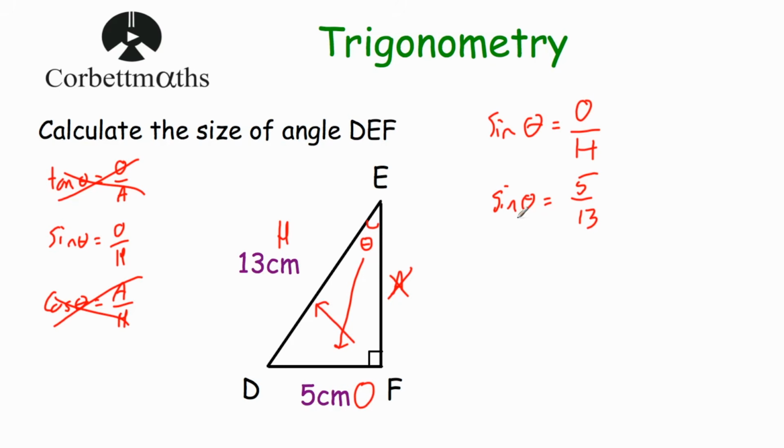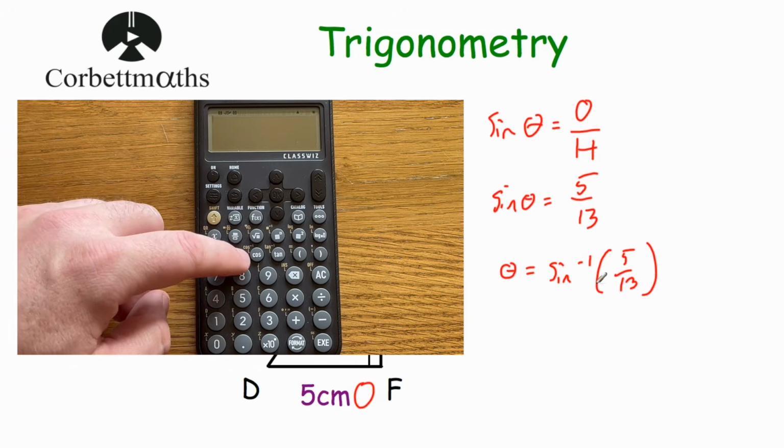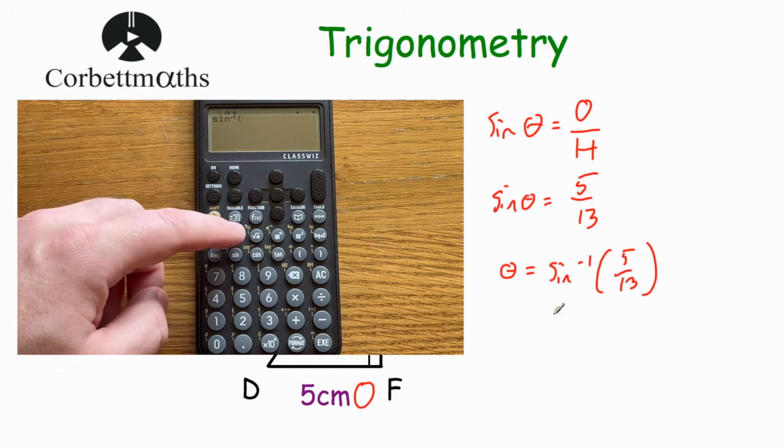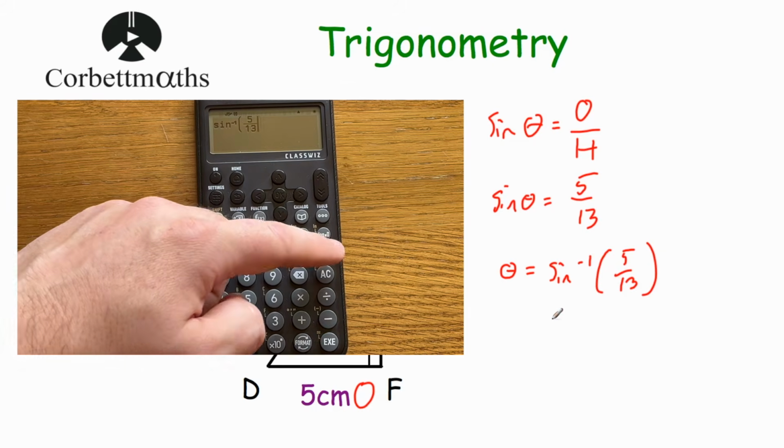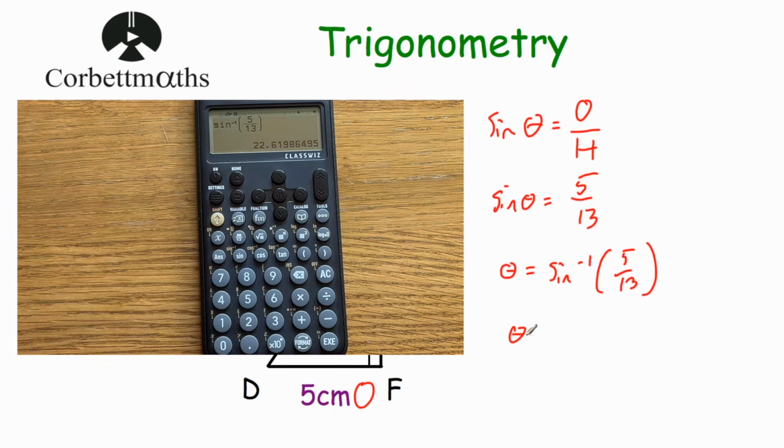So what we need to do is get rid of our sine. We just want to find out what theta is. So we need to do the inverse sine. So we're going to do sine minus 1, and then open up our brackets, and then we're going to write 5/13. Now again, we could write this as a decimal, and we could do our inverse sine of that decimal number, but I just like to do it as a fraction. So shift sine of, and then fraction button, 5/13, and then close brackets and press equals, and we get that theta is equal to 22.61986 and so on degrees.